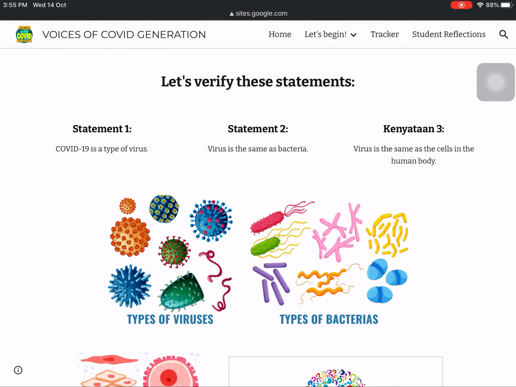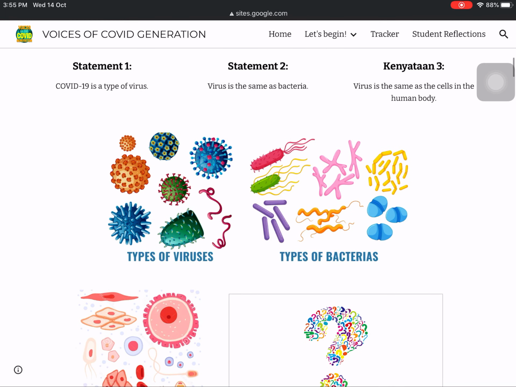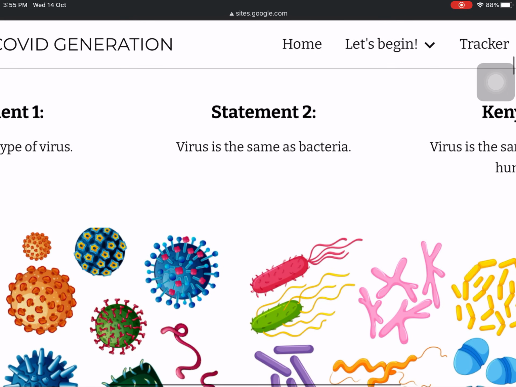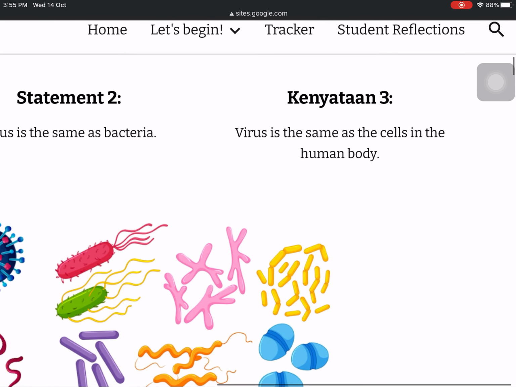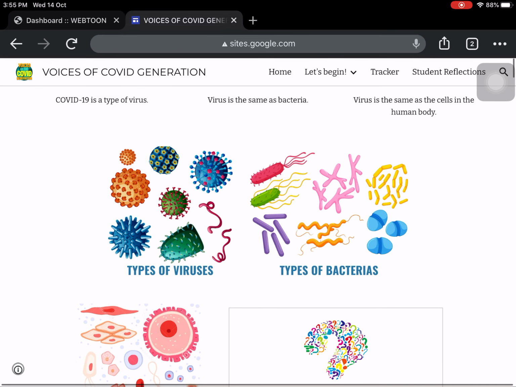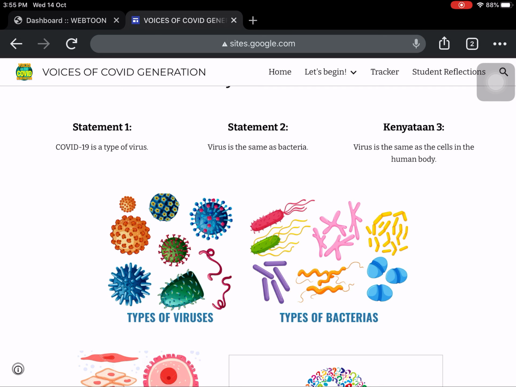If not, it's okay. You can go through the website very slowly and read all the facts that they are talking about COVID-19 from the perspective of science. Okay, so there's a few statements here. COVID-19 is a type of virus. Virus is the same as bacteria, and then virus is the same as the cells in human body. Is it true? Are all of these statements true?